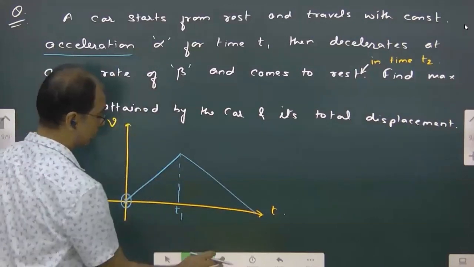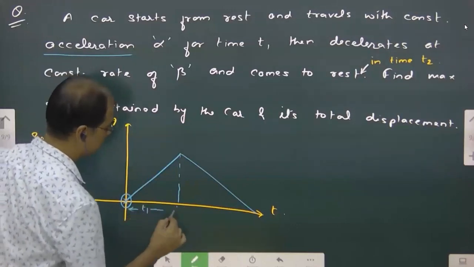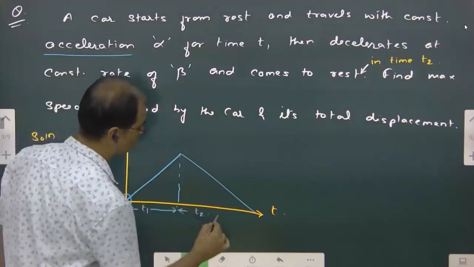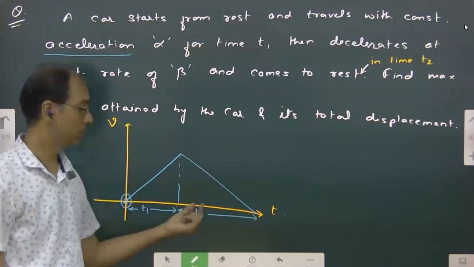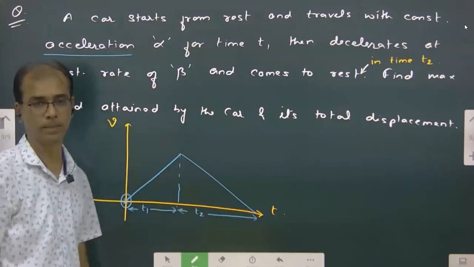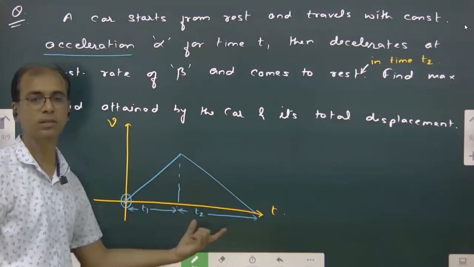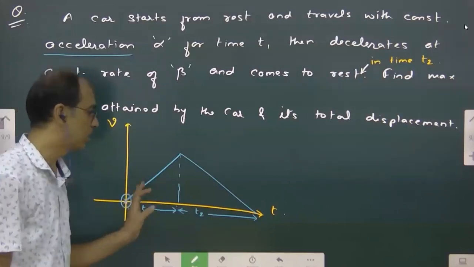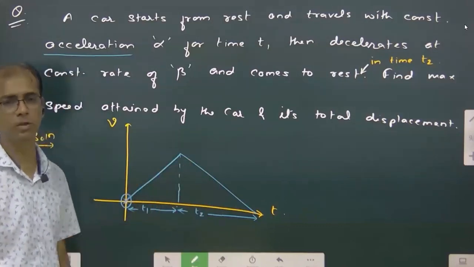So I will not write it this way, I will write it in a different way. I'll say that this is t1 and this is t2. This is better, no? Because if I had written t2 over here and t1 over here, you would have said that this is t2 minus t1. That would have been wrong. So I have written that this time is total t1 and this time total is t2. In this time acceleration, in this time retardation. This is the graph. Tell me, is this clear to you?